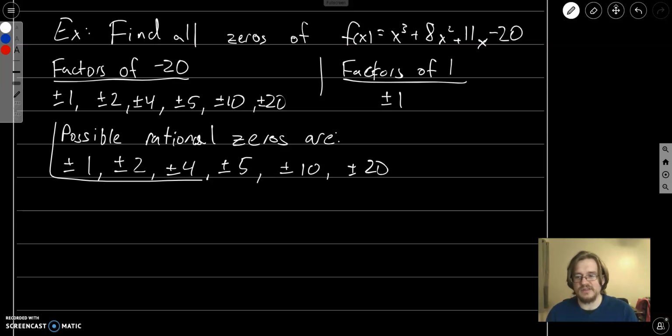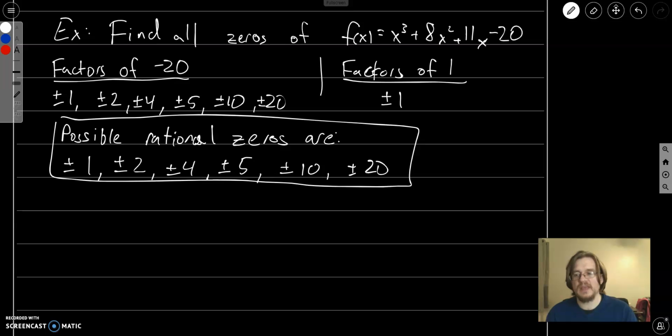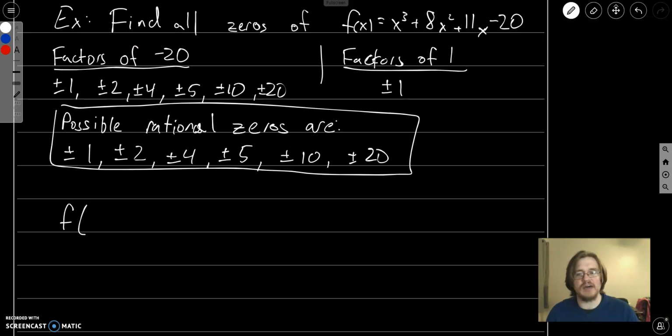So these are all the possible rational zeros, but we don't know which ones are actually zeros and which ones aren't. So let's go through and check. And to do this, I'm going to start with the easiest one, which is just going to be plus 1. It's generally easier to choose some of the smaller ones, the ones that are closest to 1 or negative 1, in fact. So let's plug 1 into here and see what we get.